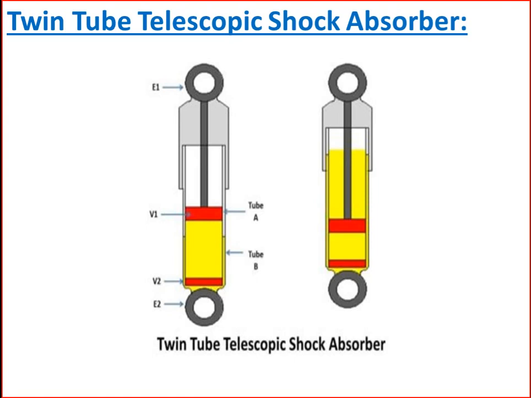There are two-way valves, one shown by V1 and the other by V2. Valve V1 is connected with a piston rod and is free to move vertically inside the tube A. The valve V2 is fixed at one end of the tube A. Oil is filled inside the tube A below the valve V1. In the initial condition, the piston, or we can say valve V1, is at the middle of the cylinder.